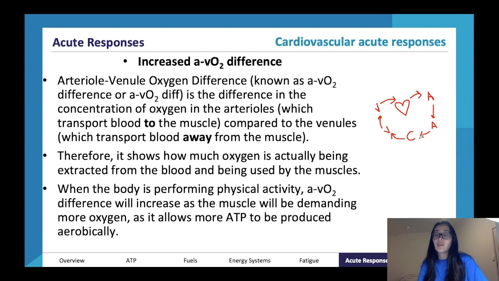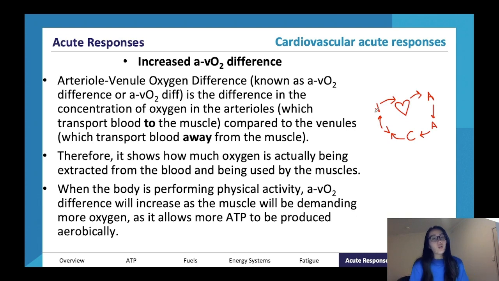We want to use up this oxygen in order to facilitate aerobic respiration, in order to facilitate the use of the aerobic system to produce energy. So we want to use that oxygen to rebuild ADP into ATP, okay? So it's really important that we get as much oxygen as possible. So hopefully, here we've got lots of oxygen, here we've got most of the oxygen extracted out.